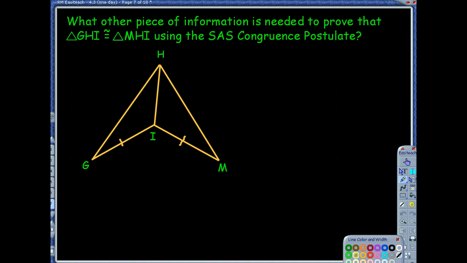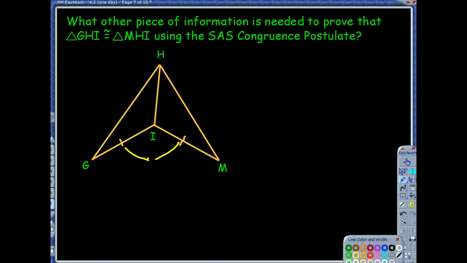All right, this one says, what other piece of information is needed to prove that these 2 triangles are congruent using the side angle side congruence postulate? So that means we have some things already. And notice it says, what other piece? So that means just one piece. Right now, what do you see marked on the picture? Well, we already know segment GI and segment IM are congruent. That's given to us. So that's the one piece we know.